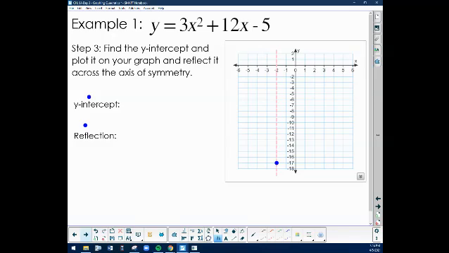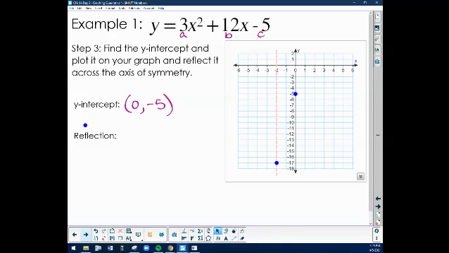Remember, the y-intercept comes from the C value. So we talked about this yesterday. The y-intercept is 0, negative 5. So I can plot that point 0, negative 5 on my graph.